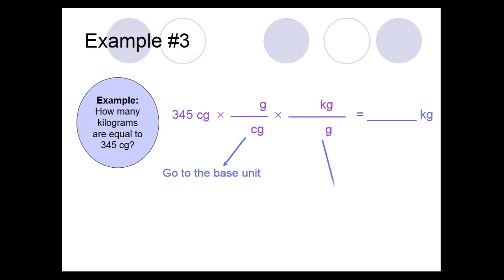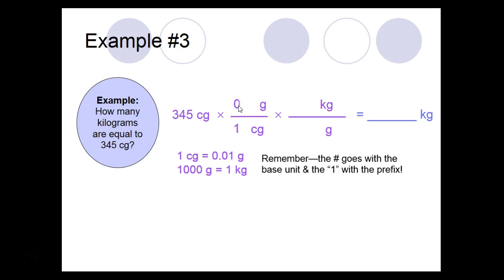So now you put in your equivalents. We know that 1 centigram is equal to 0.01 grams, and 1,000 grams is equal to 1 kilogram. So you would put 1 centigram here and 0.01 g here, and then 1,000 grams equals 1 kilogram, and then you multiply it out to get the answer. So 345 times 0.01 divided by 1 times 1 divided by 1,000 in the calculator will give you your answer.